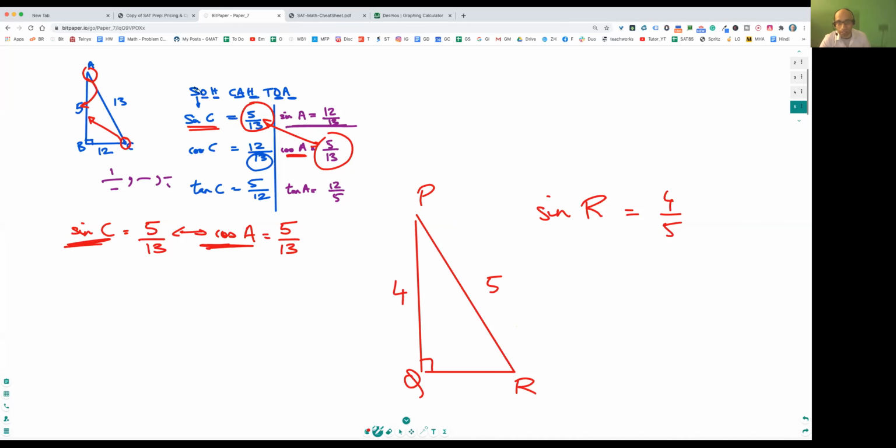No problem, because it's SOHCAHTOA. Sine is equal to opposite over hypotenuse. So I just take this to be the opposite and take this to be the hypotenuse. So can you tell me what is cosine of R? Sorry, my bad. Can you tell me what is cosine of P? This guy, what's the cosine of P, guys?